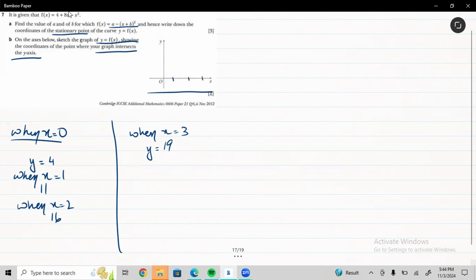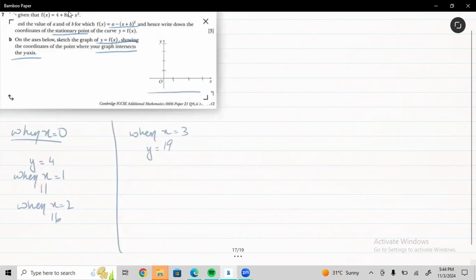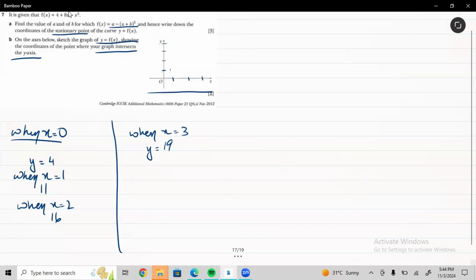I'm going to take in terms of, we have the maximum value at 19. So I'm going to take in terms of 5, 1, 2, 3, and 4. When x equals 0, y is equal to 4, so it's going to be somewhere like here. Second, make a point somewhere like here. When x equals 1, y is equal to 11, so 1 and 11. And then when x equals 2, y is equal to 16.